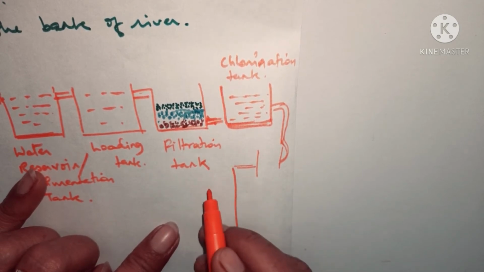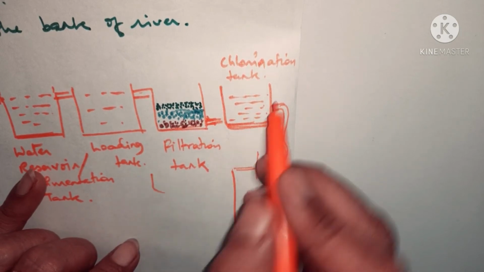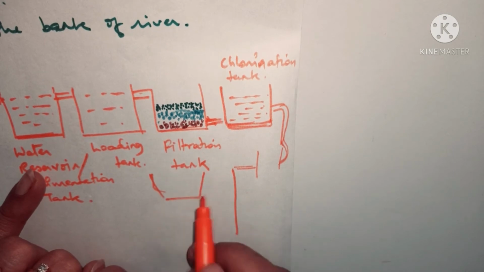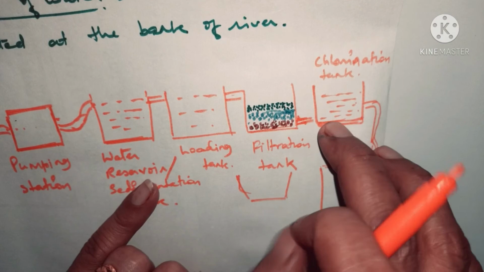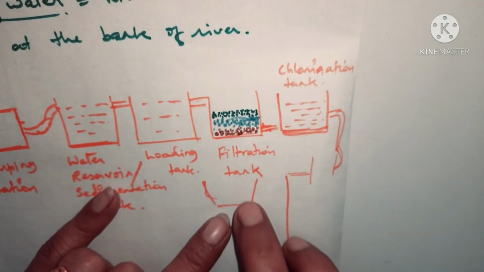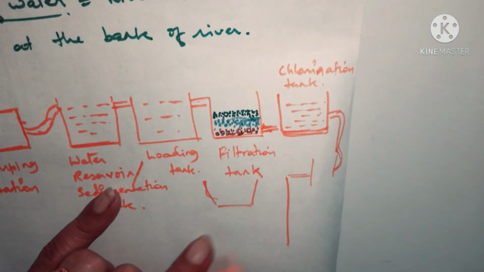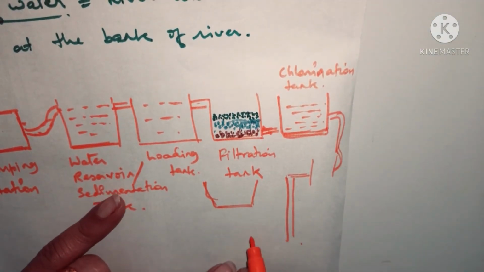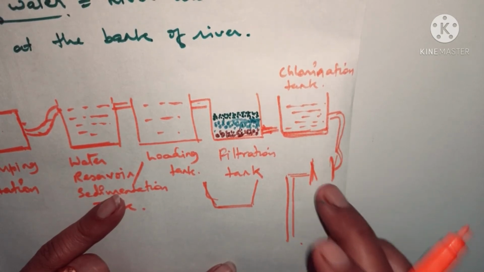A very high level storage tank is made. Since the space is not there, I'm making it down, but actually it is kept very high. If all these tanks are kept at the same height, then this one is going to be kept here at the very top. You can say that this is the pumping station.